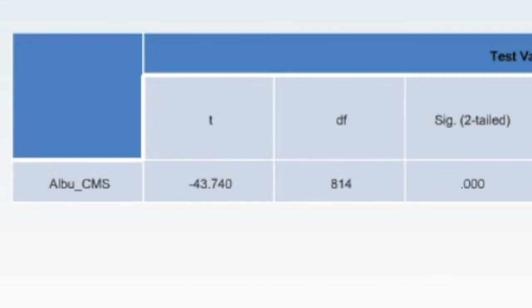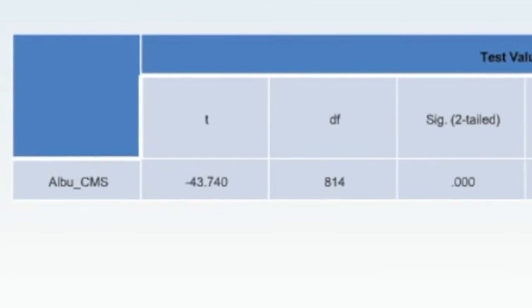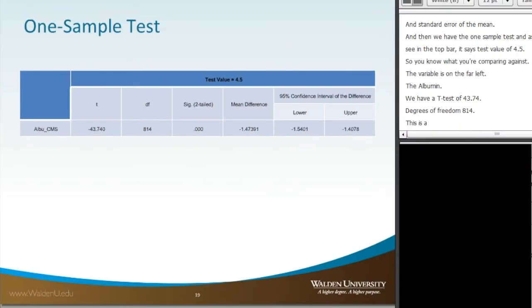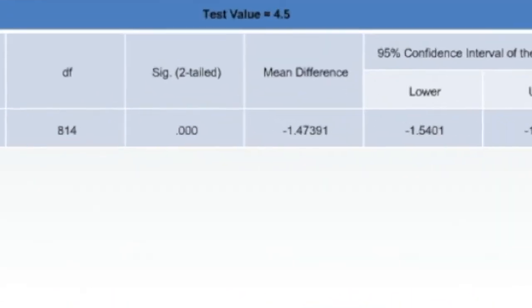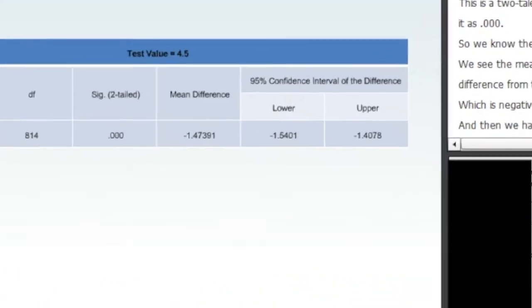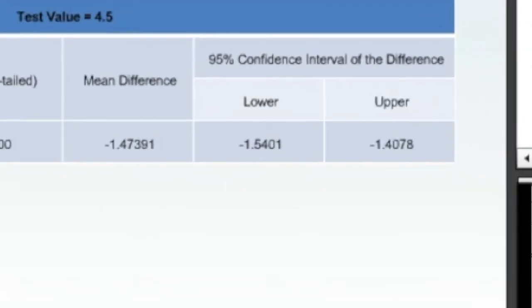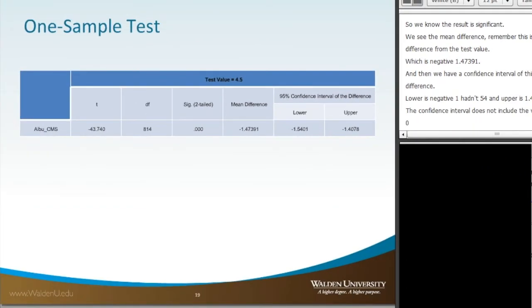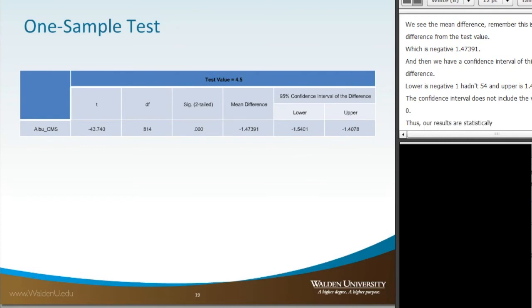We have a t-statistic of negative 43.74. The degrees of freedom is 814. This is a two-tail analysis, and the sig value shows as 0.000, so we know that the result is significant. We see the mean difference. Remember, this is the mean difference from the test value, which is negative 1.47391, and then we have a confidence interval of this mean difference. The lower is negative 1.54, and the upper is negative 1.4078. As you can see, the confidence interval does not include the value of 0. Thus, our results are statistically significant, which is shown in the sig value.